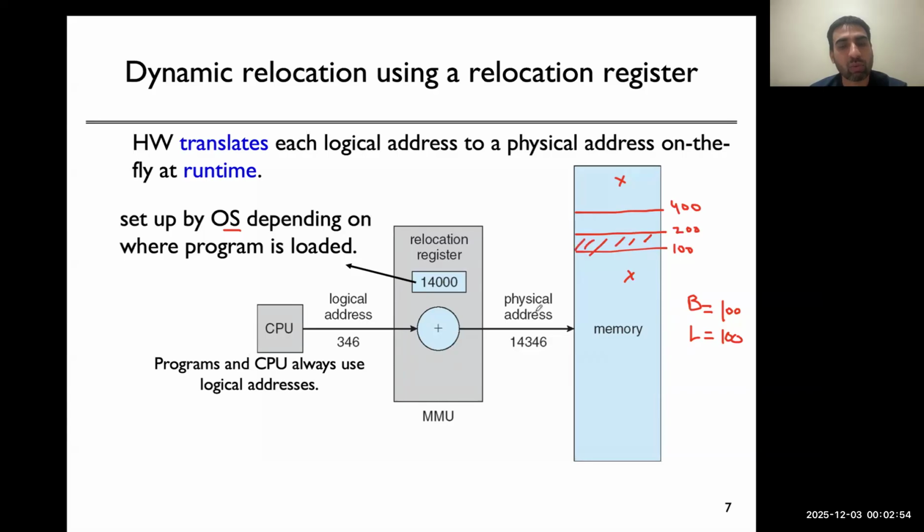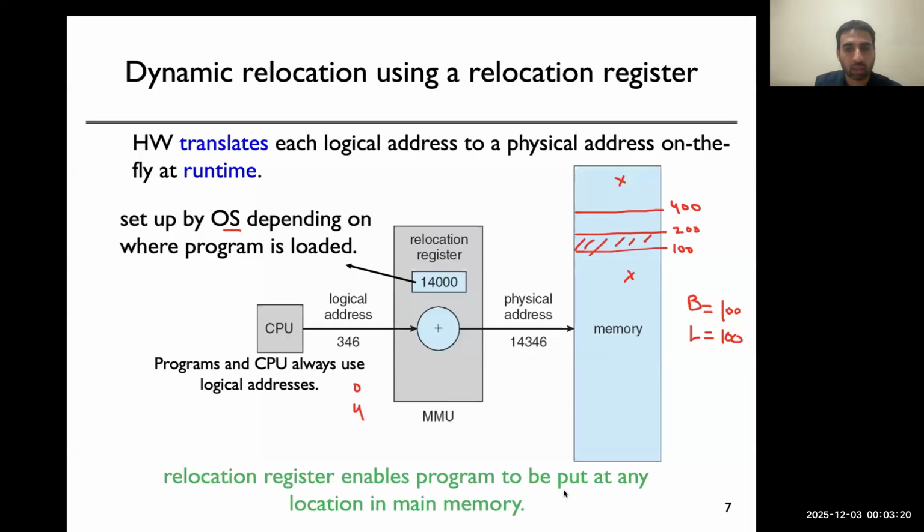So all the addresses generated by the program will then be mapped or translated into this address range. For example, if it generates address 0, it will be converted to 100 by adding 100 to it. If it generates address 4, it will be converted to 104, and so on. So the relocation register enables a program to be put at any location in main memory, right?